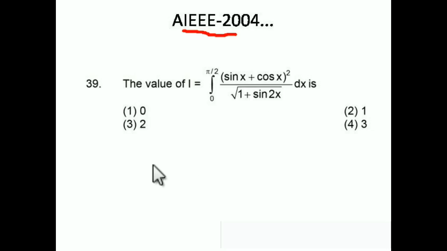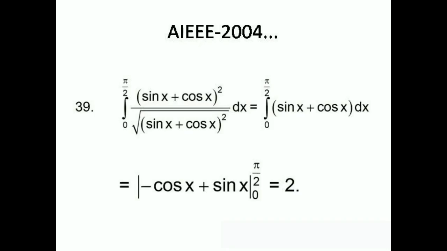In the topic lecture I told you that whenever it comes to square root and square, we have to apply the mod. So I applied mod here by cancelling the square root and square, but here there is no need of mod because sin x plus cos x is a positive value, and where there is a positive value, mod doesn't disturb us. So we can avoid the modulus here. We have (sin x plus cos x) whole square in the numerator, and in the denominator we have sin x plus cos x.